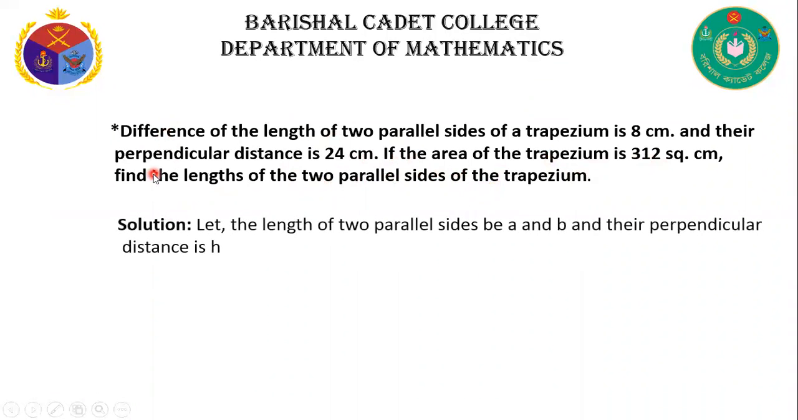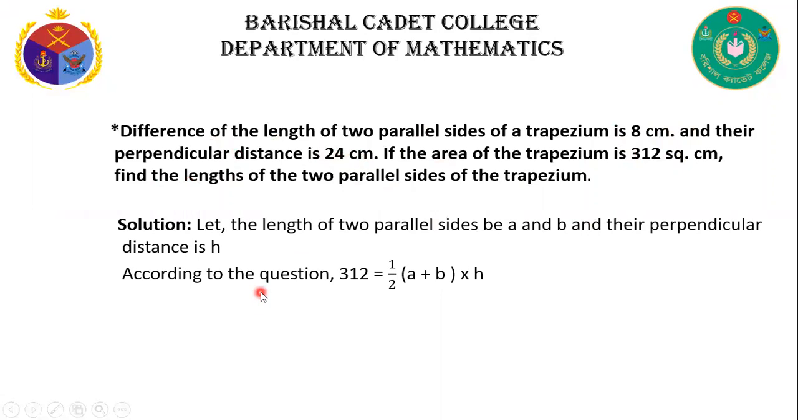Now solution. Let the length of two parallel sides be A and B, and the perpendicular distance H. Here given the difference of the length of two parallel sides of the trapezium 8. That means A minus B here given 8, and their perpendicular distance 24. That means H is equal to 24, and the area of the trapezium 312 square centimeter. Then find the length of two parallel sides of trapezium.